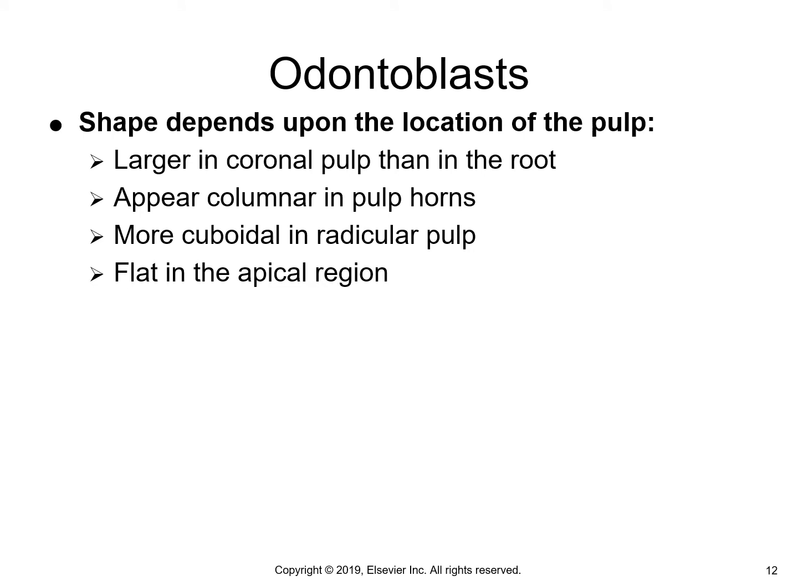The shape of the odontoblast depends on the location of the pulp. So they're larger in the coronal pulp than in the root. They appear columnar in pulp horns and more cuboidal in the radicular pulp. In the apical region, down towards the root tip, they're flat.